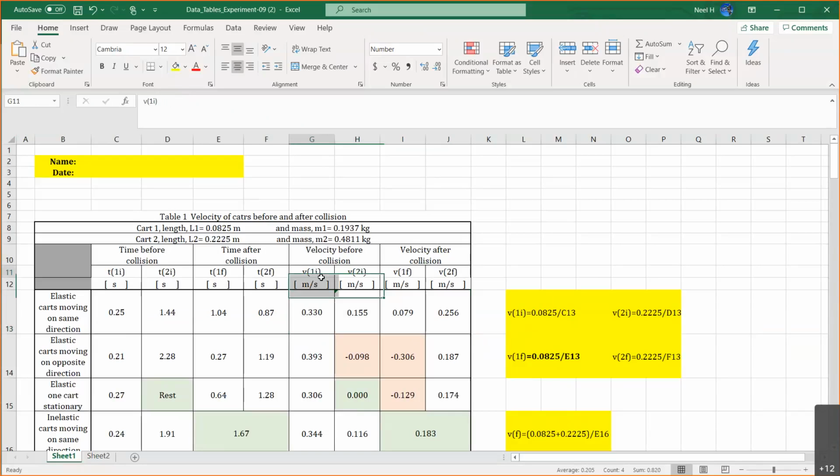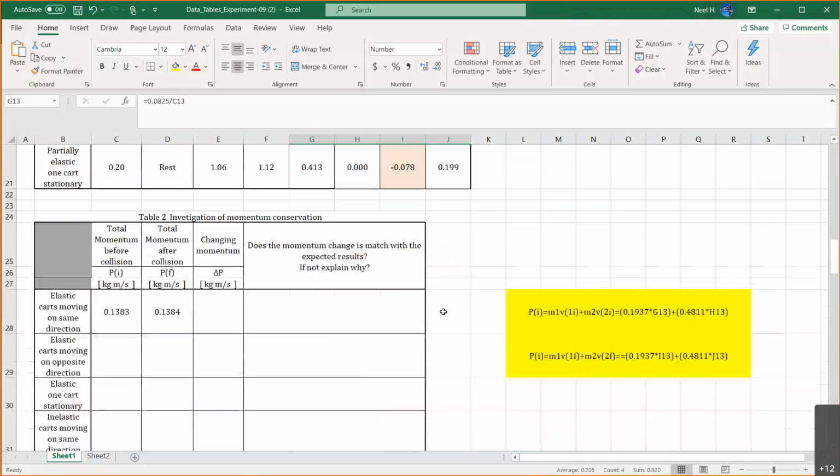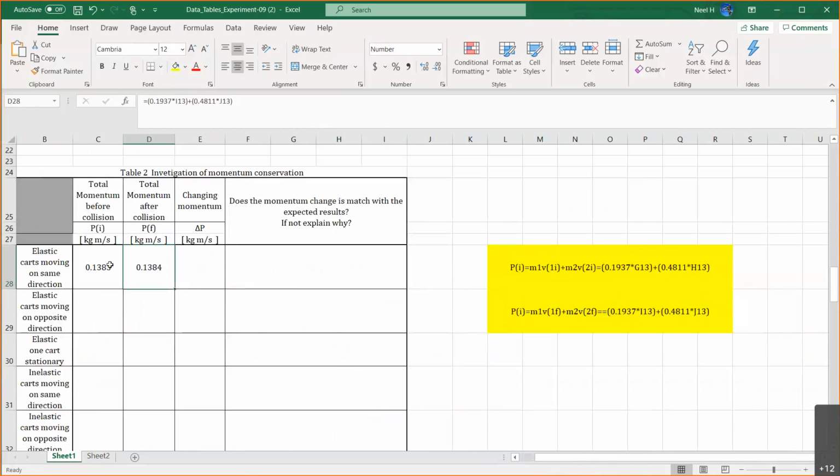When I do V1i, it should be length of cart number 1. And when I do V2, it should be length of cart 2, time of cart 2. So check those things first, okay? And if those are correct, then right here, the only possibility that can go wrong is just this function. So if the function is correct, I don't know what else can go wrong. Technically, nothing else can go wrong. Anyone else has any problems?